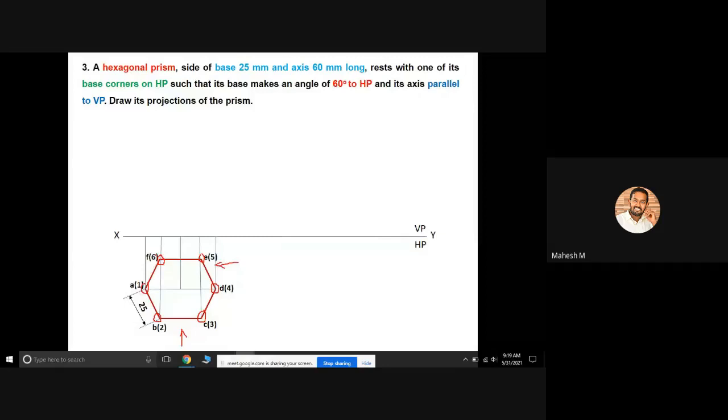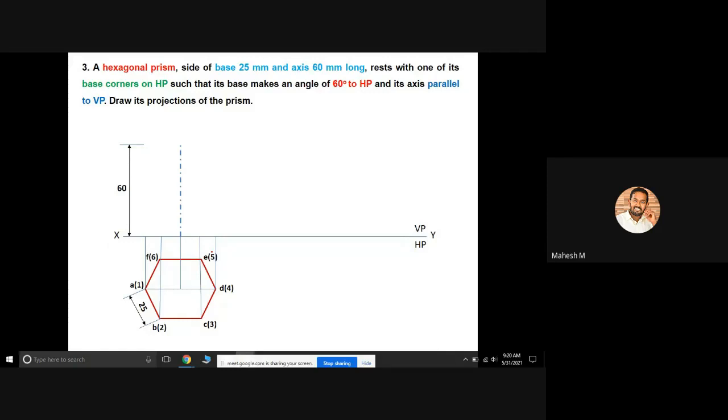But f of 6 and b of 2 have the same projection. So that means you can directly create a thick line. You don't have to create a dotted line, because f of 6 is not visible to us, but it is directly opposite to b of 2. So if a dotted line falls on top of a thick line, you don't need to create it. If there is a dotted line in the background of a thick line, we cannot see it. So you don't have to create a dotted line for f of 6, and also you don't have to create a dotted line for e of 5. Okay, it is clear.